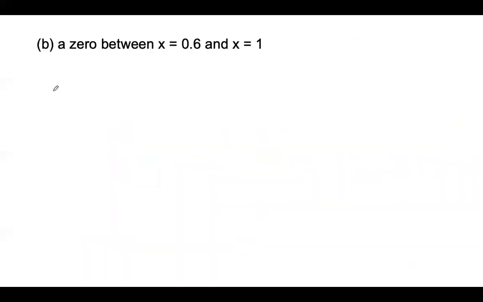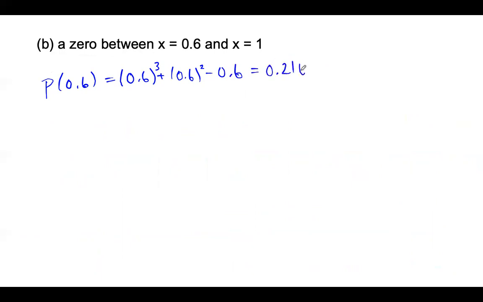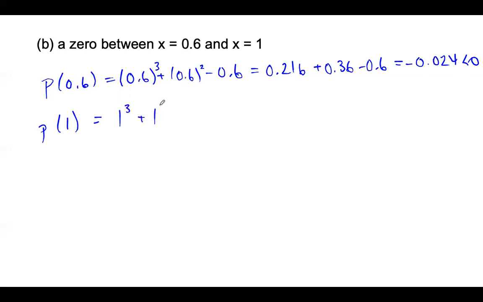And we can do the same idea for this question. We can work on it together. So P at 0.6, we can compute this. We just plug it in. And these numbers are a little harder. So this is less than 0. And at 1, well, 1 is the easier number. So this is obviously greater than 0.